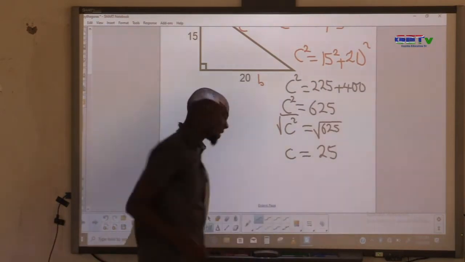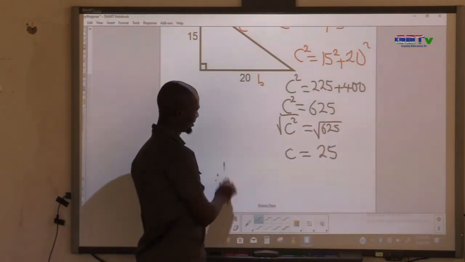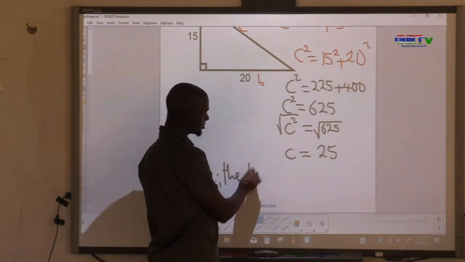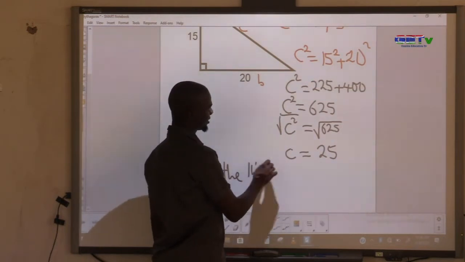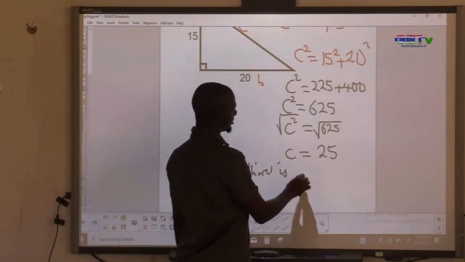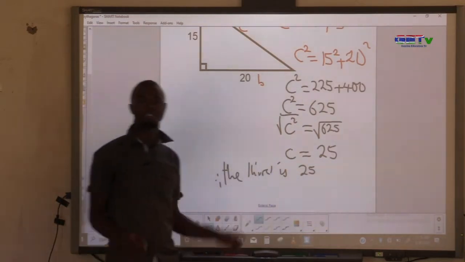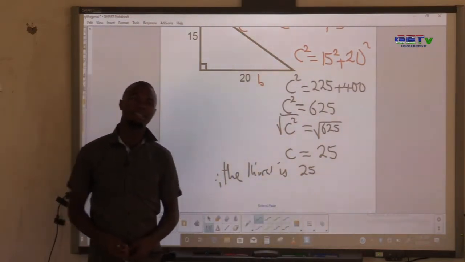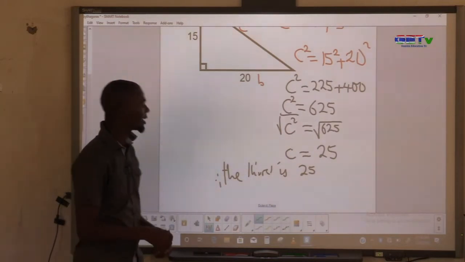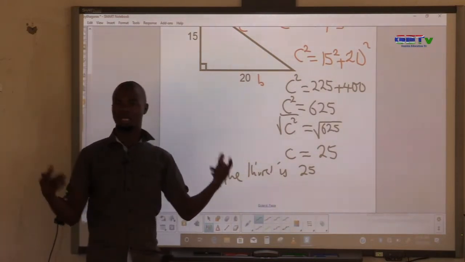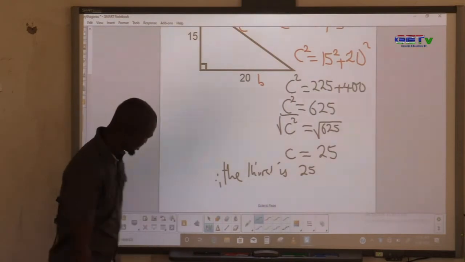So the third side is 25. This is what you do to find the third side of a right angle triangle if the other two sides are given. Let's look at the next slide.